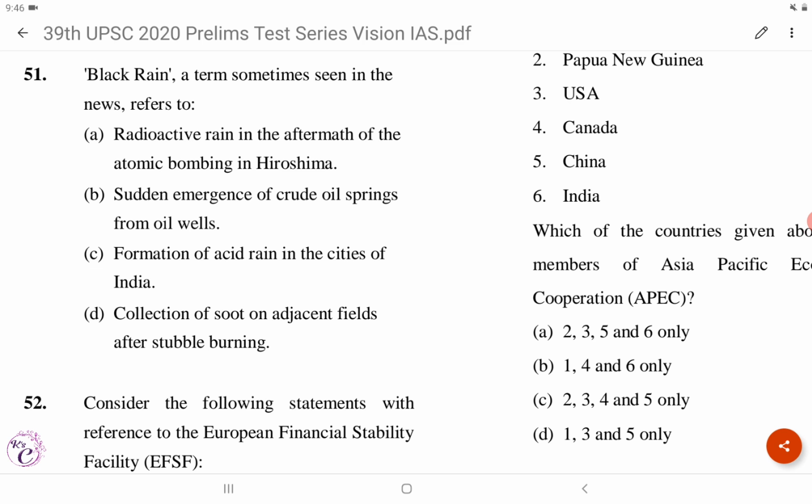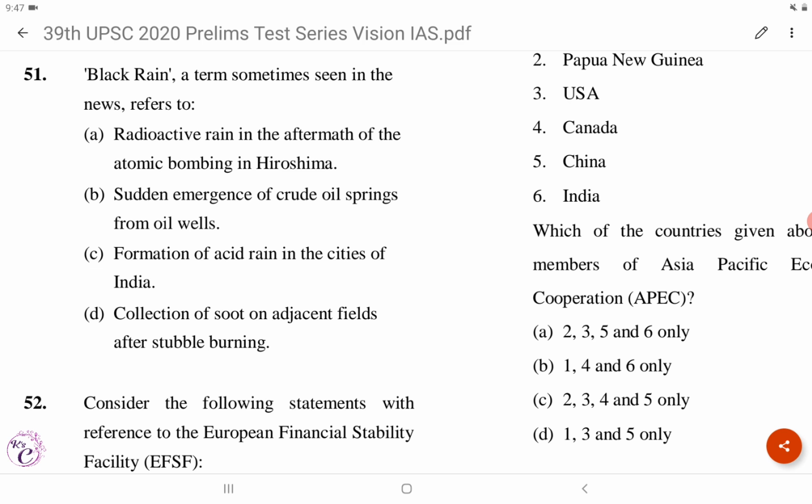The 51st question is: Black rain, a term sometimes seen in the news, refers to: A. Radioactive rain in the aftermath of the atomic bombing in Hiroshima. B. Sudden emergence of crude oil springs from oil wells. C. Formation of acid rain in the cities of India. D. Collection of soot on adjacent fields after stubble burning.